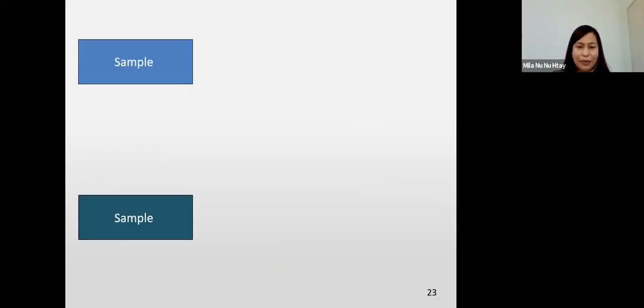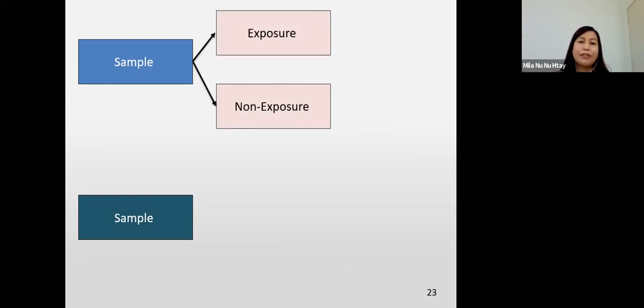As an example, in the previous example, from the whole population, we collect the sample and calculate the prevalence. How about in the analytical cross-sectional study? From the whole population, we will recruit the sample. From the sample, we will collect the data. After data collection, we may separate into two groups.